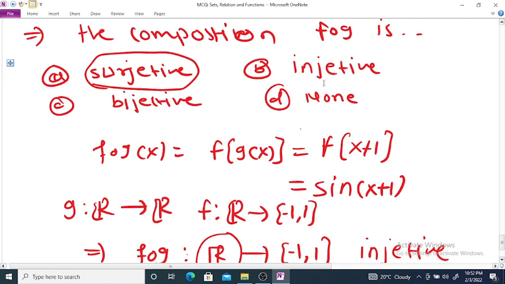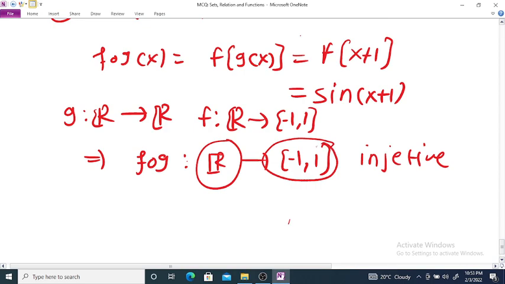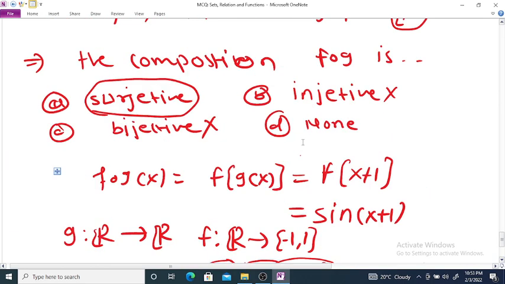Here it is not injective. Again, therefore it is not bijective. Again, for every element from -1 to 1, there exists a pre-image under this mapping, and therefore it is a surjective function. The correct option is surjective.